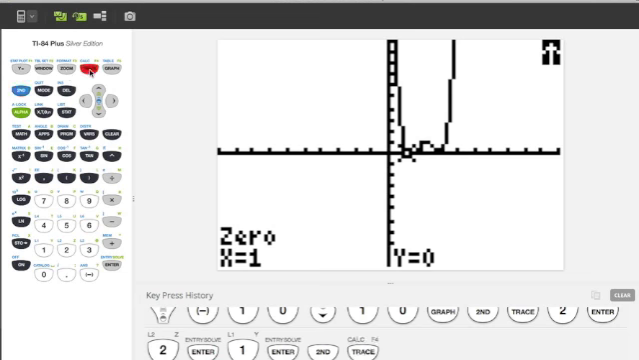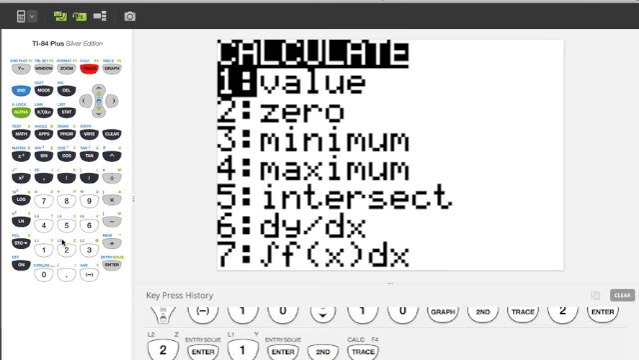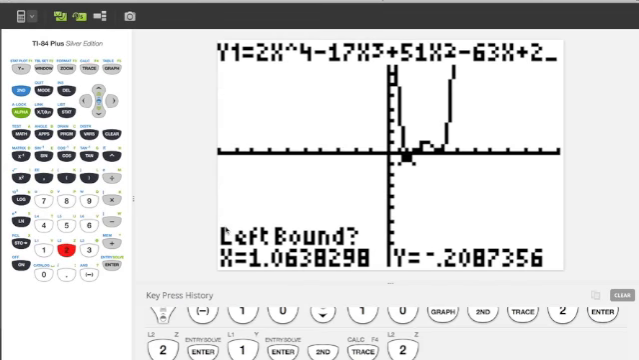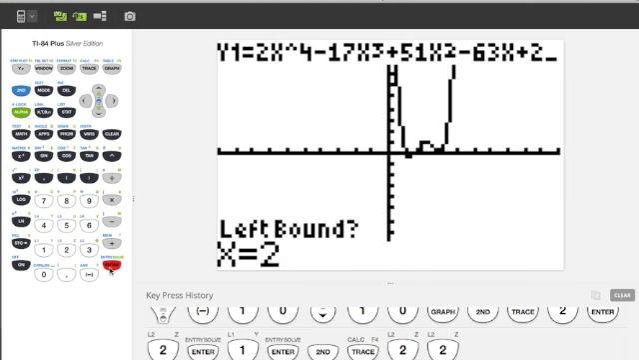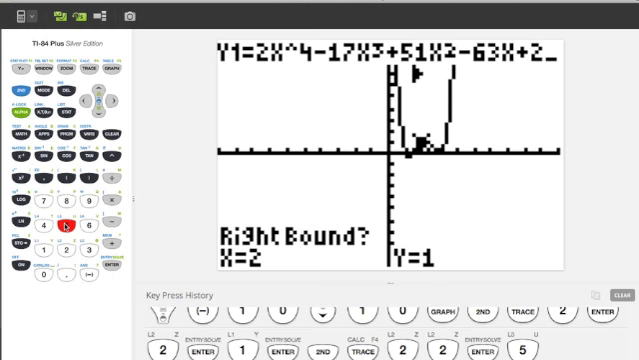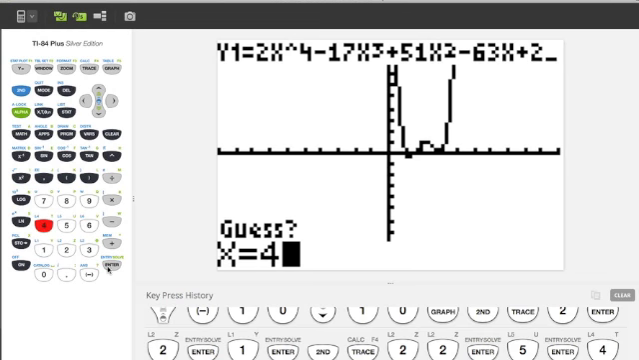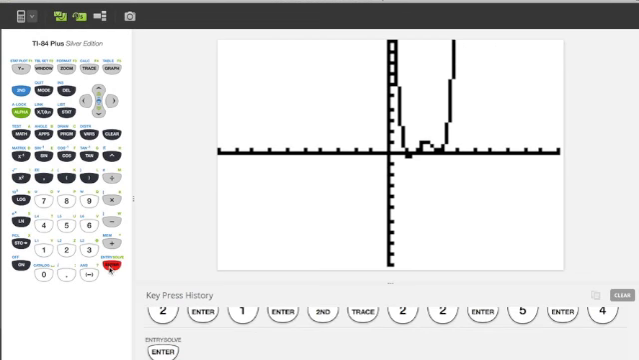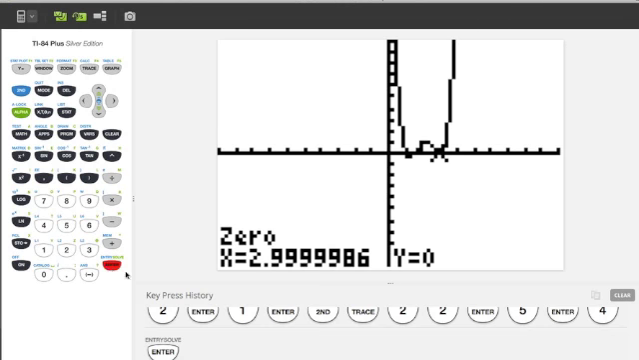So second, we're wondering about this 0 right here. So let's say it's left-bounded at 2, right-bounded at 5. Maybe we'll guess a 4. 2.9, that looks like it's a 3 to me. So we have 1 and 3. Now let's go back.